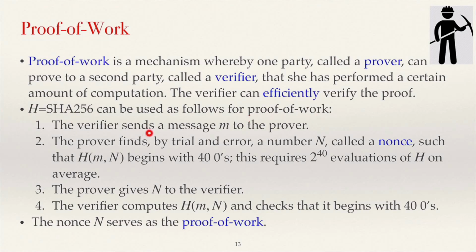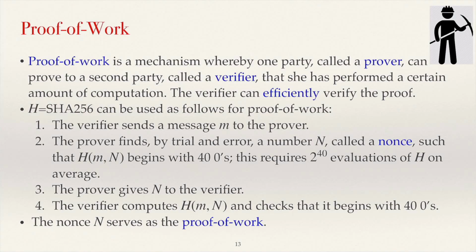The verifier sends a message m to the prover. The prover's task is to find a number n called a nonce, so that h of m and n begins with, say, 40 zeros. Here the comma denotes concatenation. So h of mn is a hash of the message obtained by concatenating m and n. The fastest method known to find such a nonce n is to pick an arbitrary number n, compute the hash of m and n, and check if the result begins with 40 zeros. If it doesn't, then select another n and repeat.